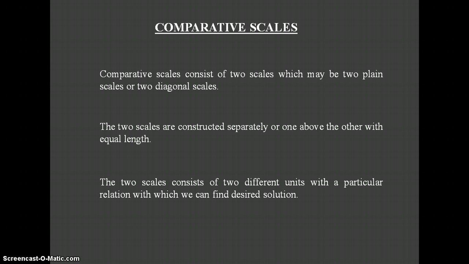Next statement: the two scales consist of two different units with a particular relation with which we can find out the desired solution. That means the two scales we are constructing have a certain relationship between the two units of the scales. Based upon that, we find out the desired solution asked in the problem. So we construct the two scales in the same position for getting the desired result with the relation between the two units.